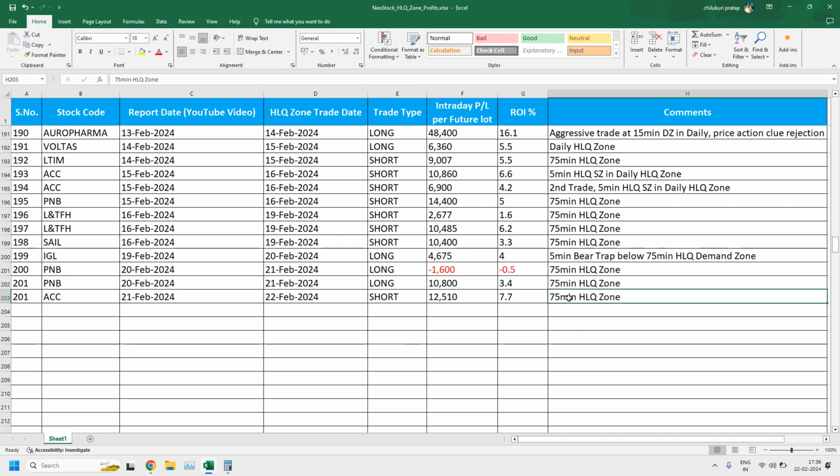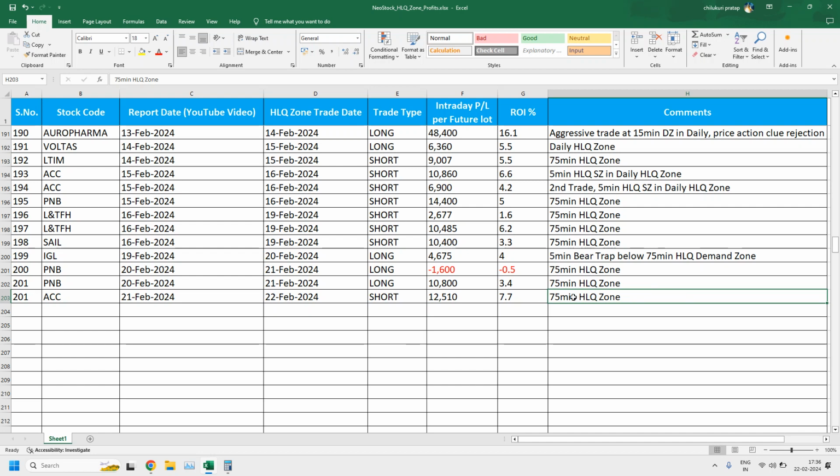If it is any special trade, aggressive trade, or if the 5 minutes is also a high liquidity zone, I will add some more extra information here to know. Because these are all things I am maintaining to check the performance of our software. And is it a true trade? Yes, it is a true trade. It has provided an opportunity.